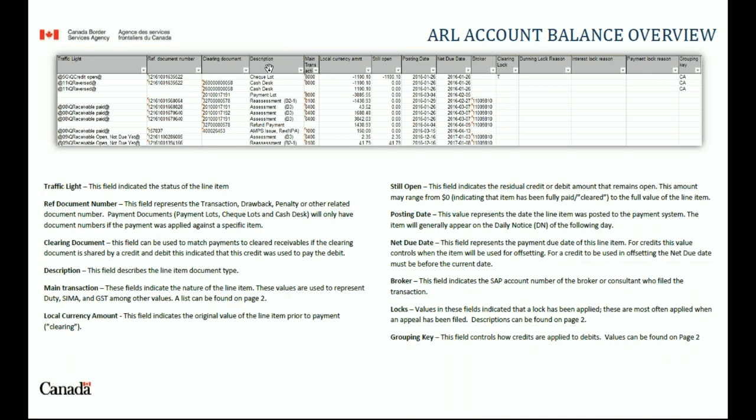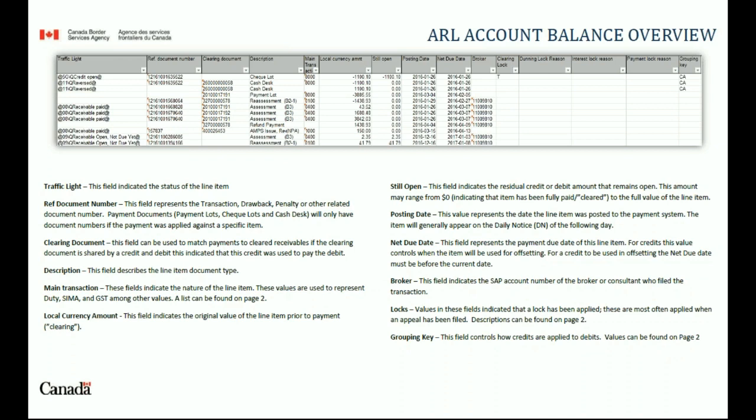The next column is fairly self-explanatory. The description simply indicates whether the document is a B2, a B3, you can see certain things like refund payments, monetary penalties. The fields that require the most explanation would be simply the check lot field and the cash desk field. You may also see payment lot.